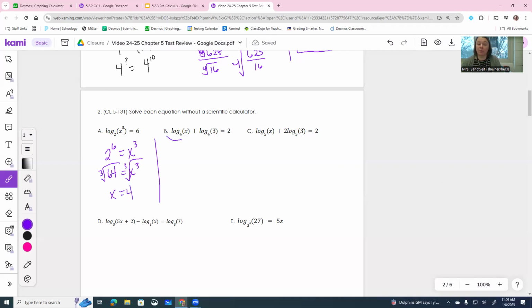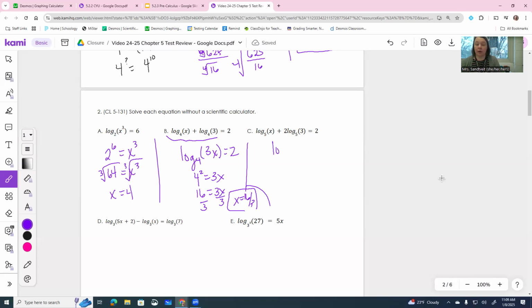Okay, this one, I'm going to have to use my log properties to condense this before I can use my exponent properties, before I can rewrite it in exponential form. So if it's a log of two things being added with the same base, I can rewrite it as a single product. Right, so that becomes log base 4 of 3x, and then I'm going to rewrite this in exponential form. So 4 to the 2nd equals 3x. So that's 16 equals 3x, and then if I divide both sides by 3, I get 16/3.